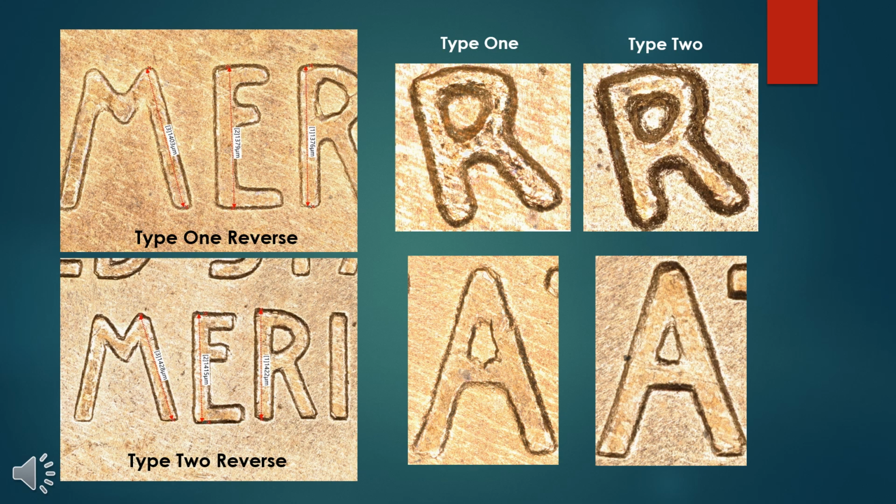In using a 750x microscope, measurements can be taken of both reverses, showing Barber made a second version. Notice the added metal in the middle of the R and the A of Barber's version.